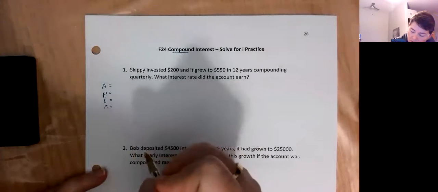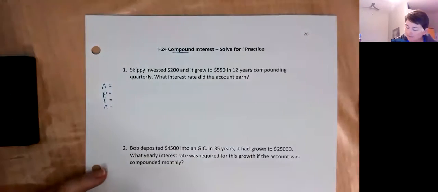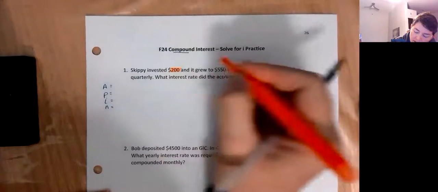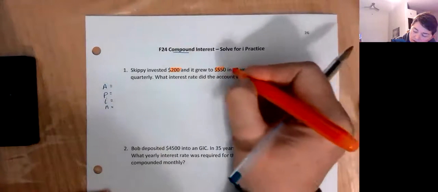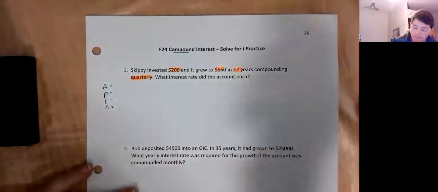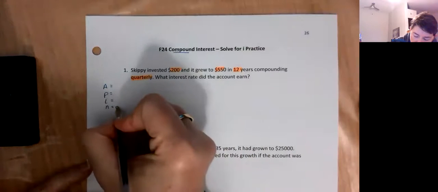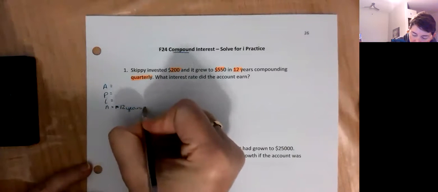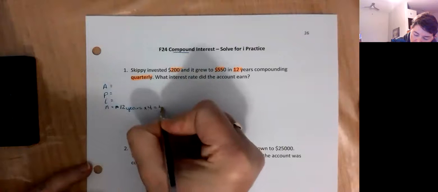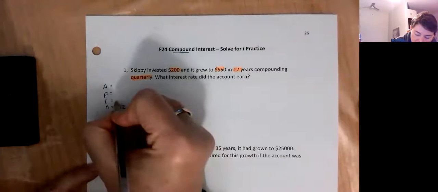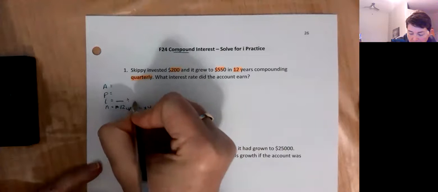All right, so we start with $200, we go to $550, and it's 12 years, and it compounds quarterly. So n is 12 years times 4, which is equal to 48. I don't know what my interest is, but you know what? I'm going to do this.